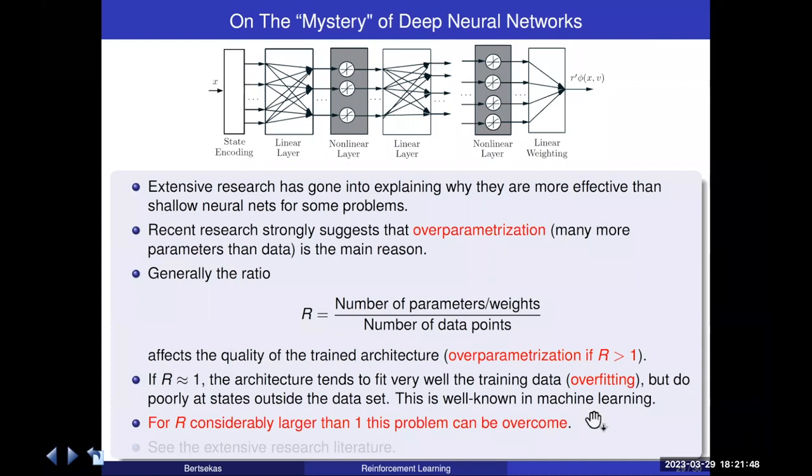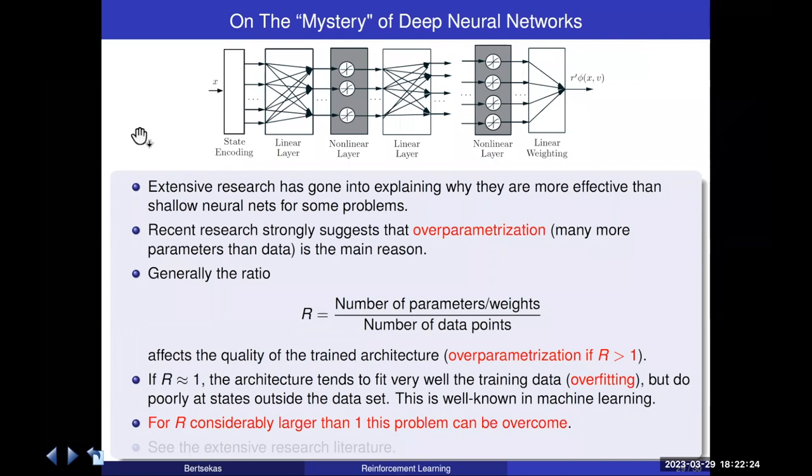So you'll often see in the literature a figure where R, the ratio, is plotted. And the critical point is R equals one. The performance of the neural network is good up to the point where R gets close to one. After R gets larger than one, the neural network performance gets better. That's what deep neural networks do, basically. That's why they work better.